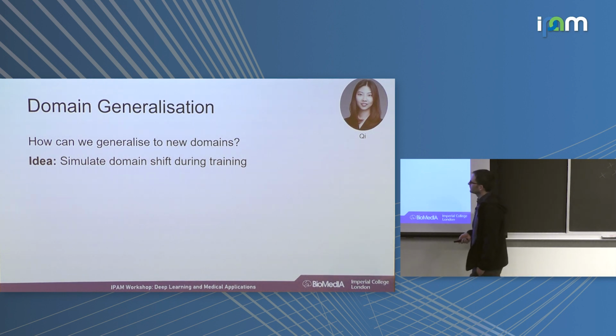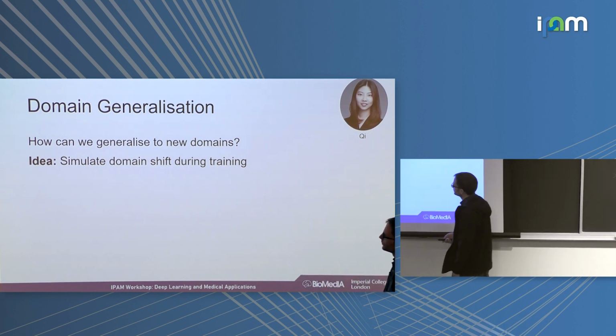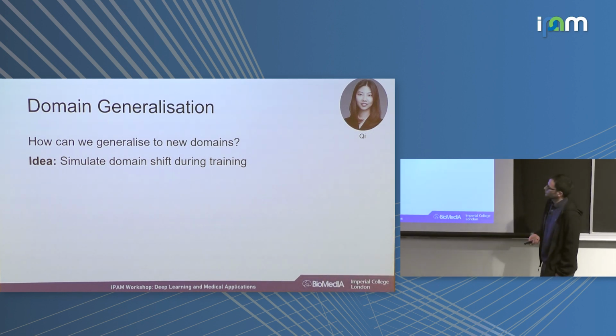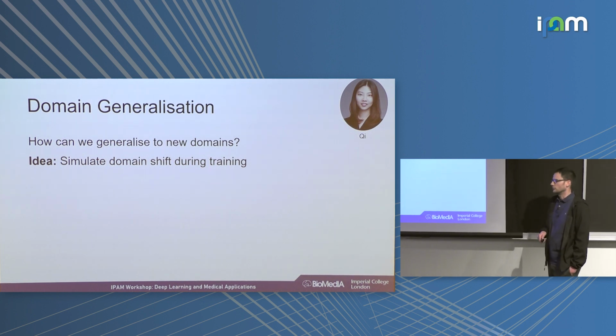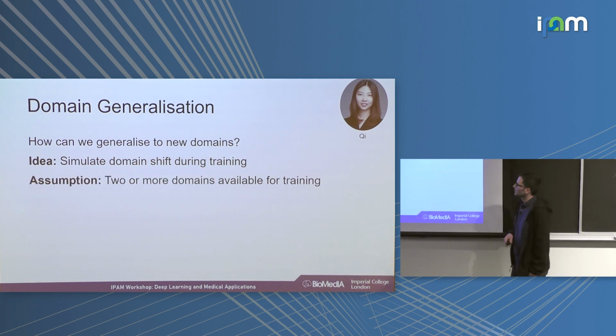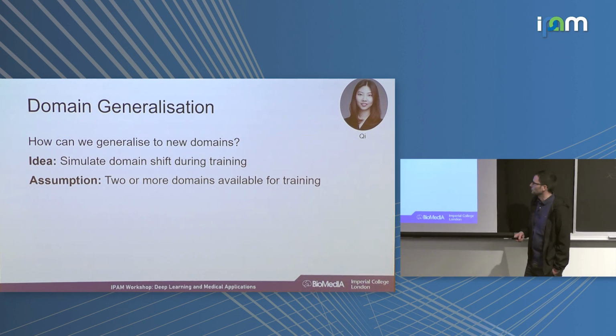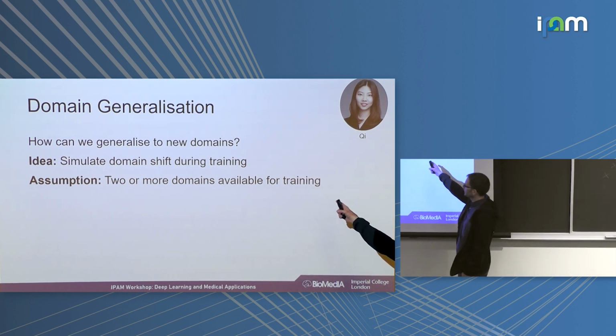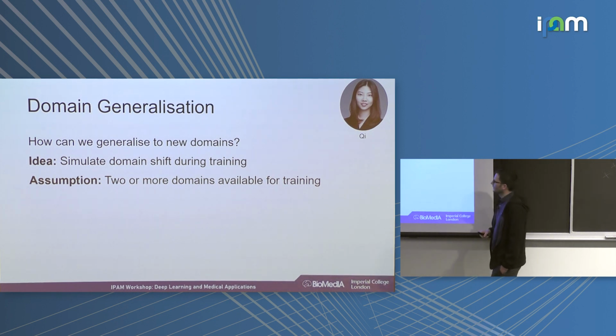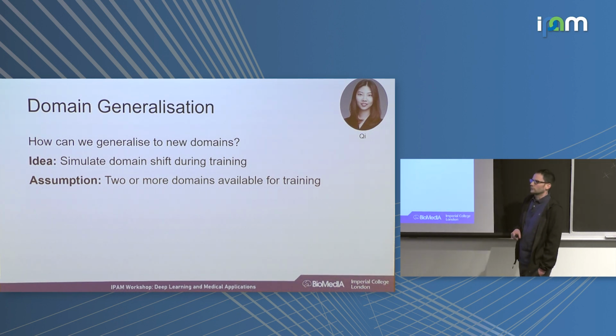And the idea is that, this is not our idea, this is what people suggested, why don't you simulate domain shift already during training? Now the assumption here is that you have at least 2 domains at training time. Okay? There are always assumptions. So let's say we have data from 2 domains that is labeled. Can we generalize to a 3rd, 4th, and so on domain without ever having seen it?